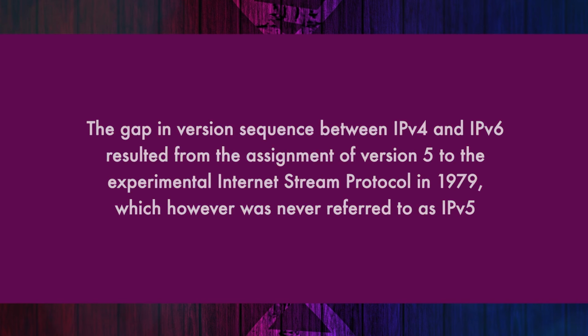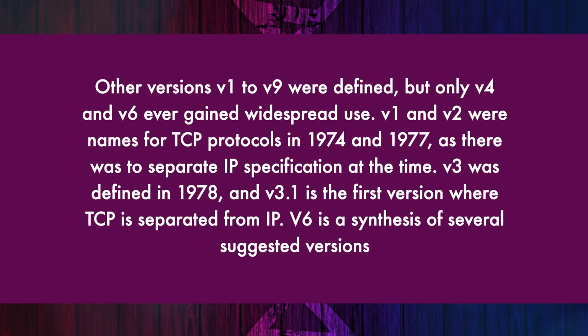Other versions from version 1 to version 9 were defined, but only version 4 and version 6 ever gained widespread use. Version 1 and version 2 were names for TCP protocols in 1974 and 1977, and there were no separate IP specifications at that time. Version 3 was defined in 1978, and version 3.1 is the first version where the Transmission Control Protocol is separated from the Internet Protocol. Version 6 is a synthesis of several suggested versions.